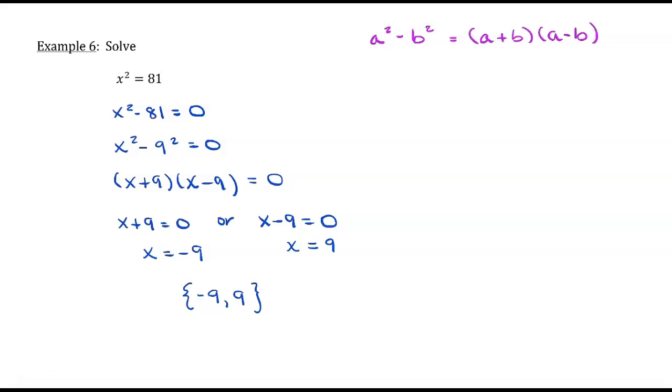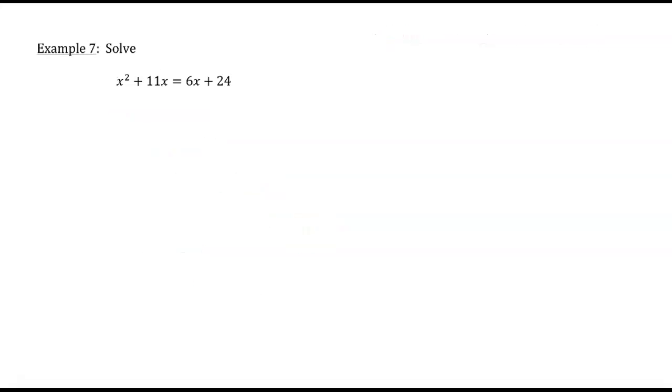Let's look at another example where the quadratic is not given to us in standard form. In example 7, we have two terms on the right side of the equation that we need to move over to the left side to have this in standard form. We can first subtract 6x from both sides, which gives us x squared plus 5x equals 24. And subtracting 24 from both sides, we have x squared plus 5x minus 24 equals 0. Now we have a quadratic equation in standard form.